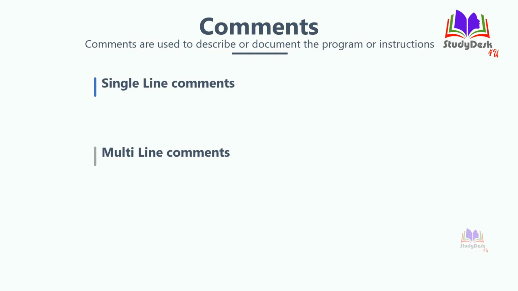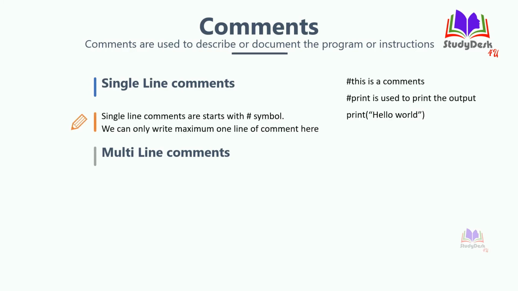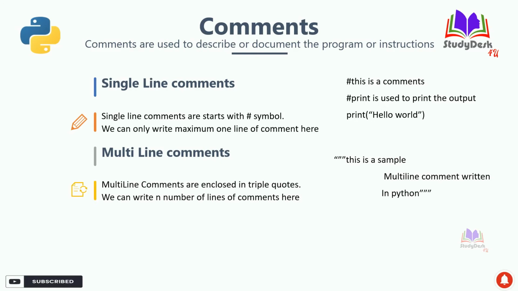Here we have two types of comments: single line comments and multi-line comments. If you have a requirement to write only one line of statement, you can go for single line comments. Single line comments in Python start with the hash symbol, and this hash followed by content won't get into the output as part of your execution. And multi-line comments are nothing but if you want to write more than one line as part of your documentation, we may go for multi-line comments. To write multi-line comments in Python, we use triple quotes.